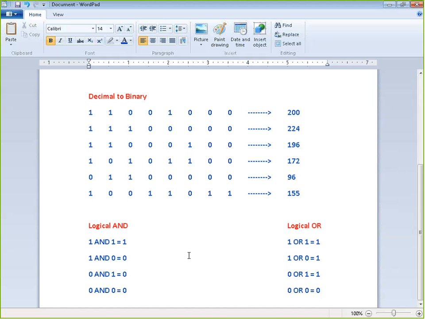But for logical OR, I make use of addition. The only difference is when I add 1 and 1, in terms of binary, the resultant value would be 1. So that's how I treat it. For logical AND, I use multiply, and for logical OR, I make use of addition. So 1 OR 1 is 1, 1 OR 0, that is 1 plus 0, would be 1. 0 plus 1 is also 1, and 0 plus 0 is 0. Do you get that now? Understood these two tables, logical AND and logical OR?